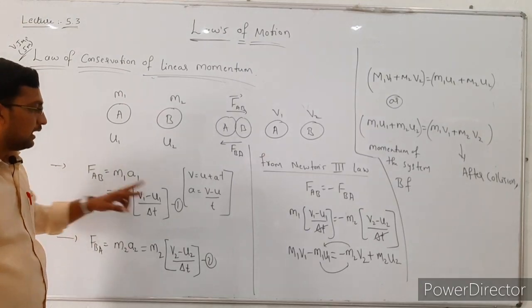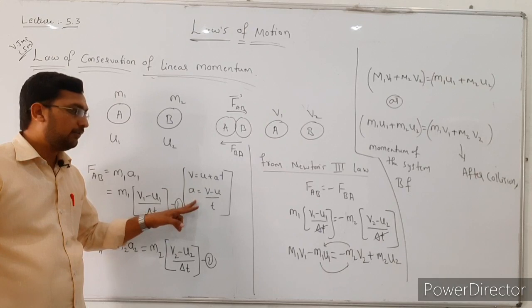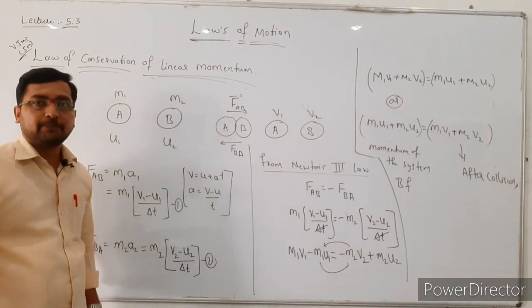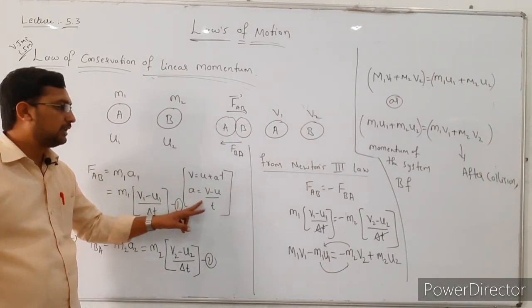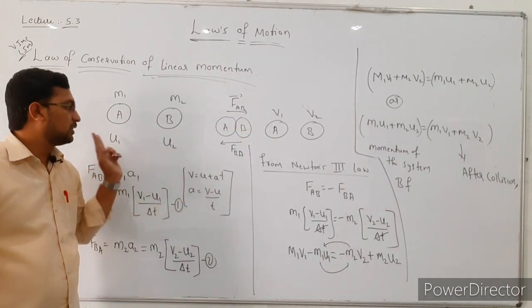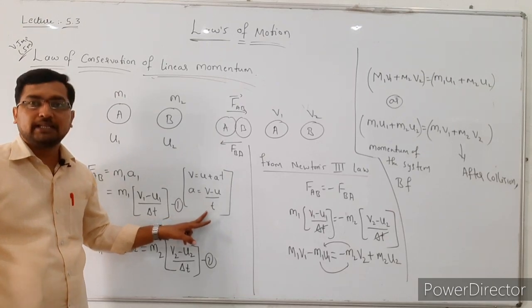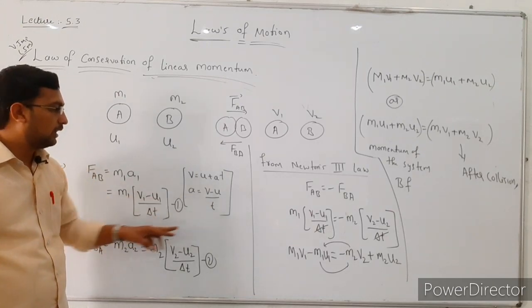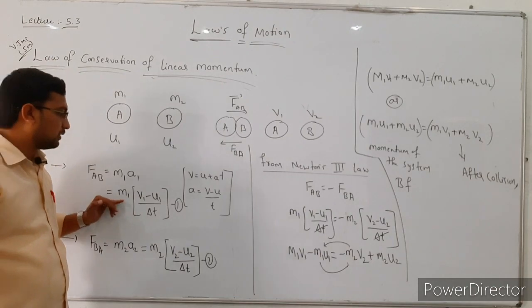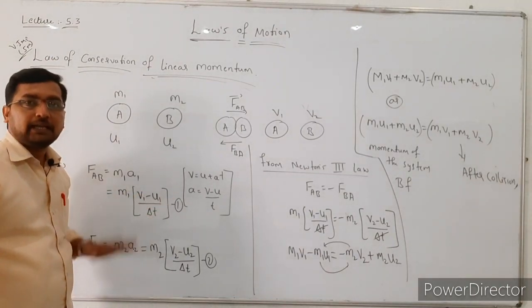Already we know the standard equation, v equals u plus at. From this relation, a is equal to v minus u by t. So we substitute the values here. The final velocity of the first body is v1, minus the initial velocity of the first body, u1, divided by the small time interval del t. Then the equation becomes m1 bracket of v1 minus u1 divided by del t.